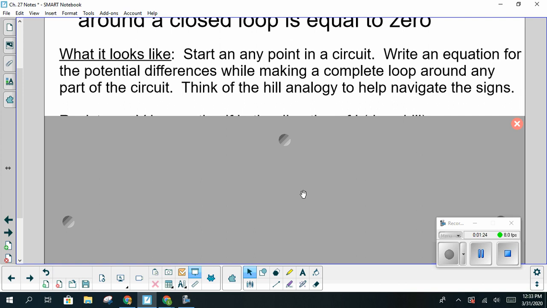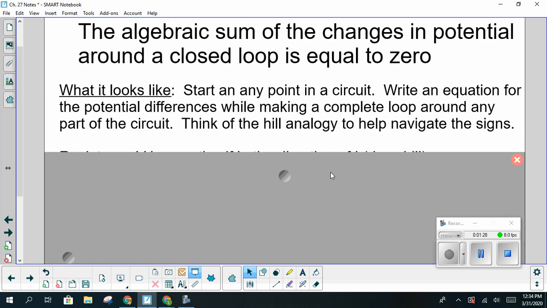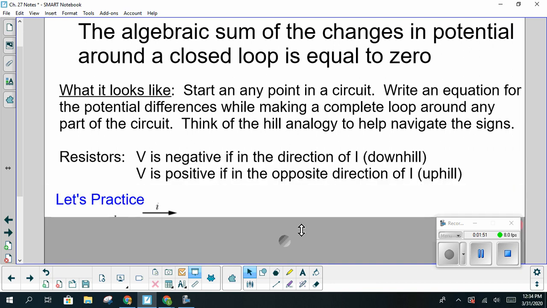So what it looks like in practice is you need to start at any point in a circuit and then mark that. And then you're going to write an equation for the potential differences while you make a complete loop around the circuit. So again, think of the hill analogy. Are you going uphill or downhill? The signs here are what's tricky, not actually identifying those different potentials, but identifying their signs, whether those are positive or negative.